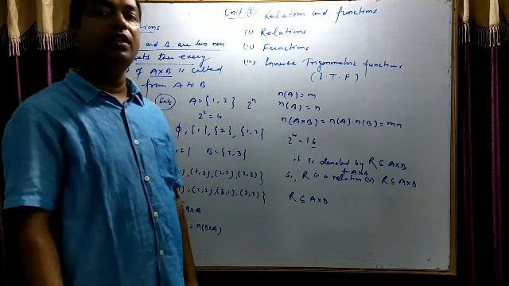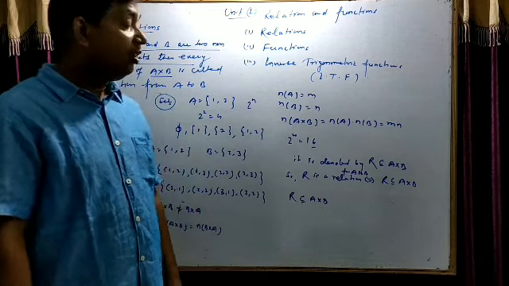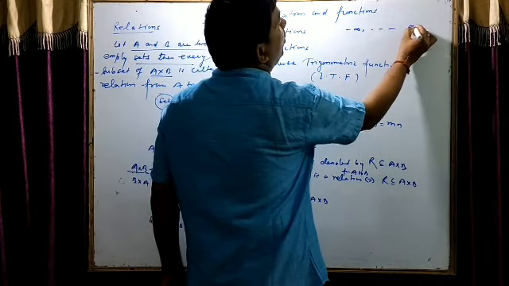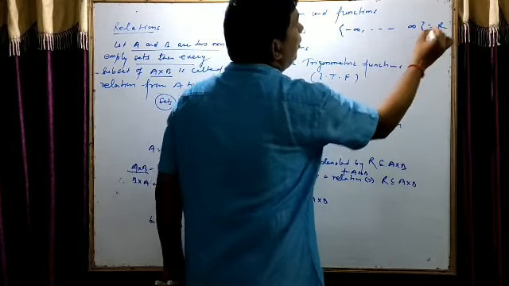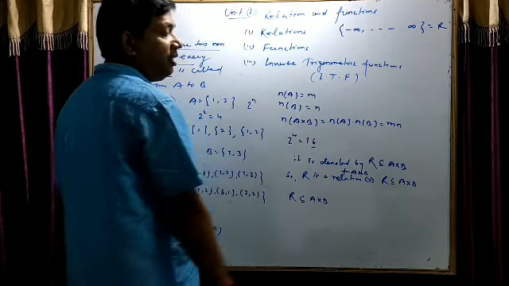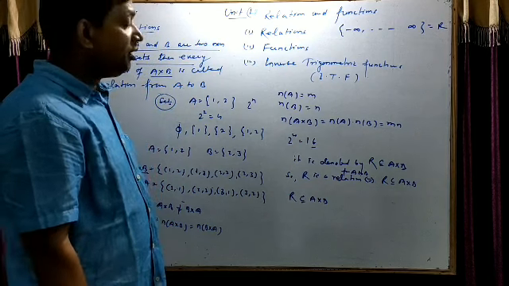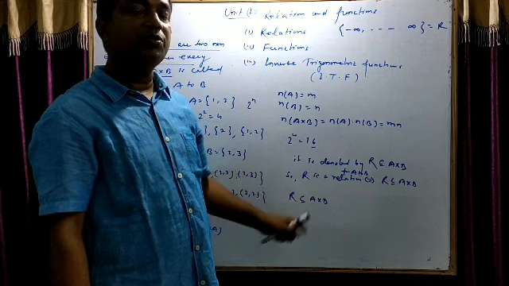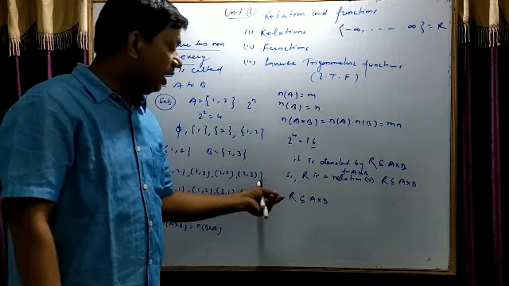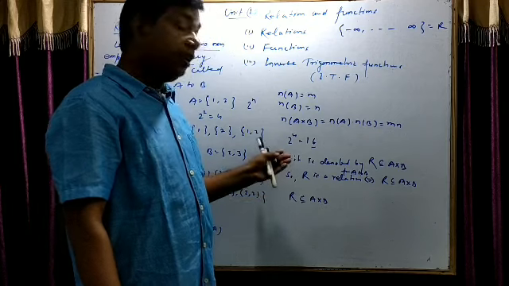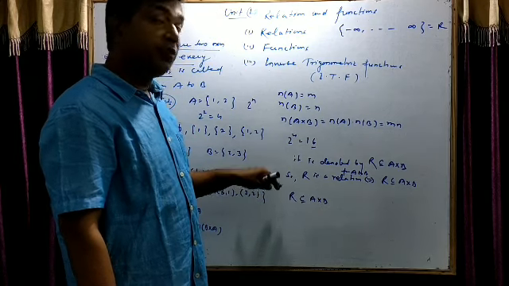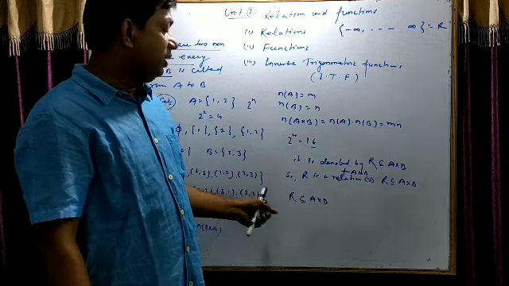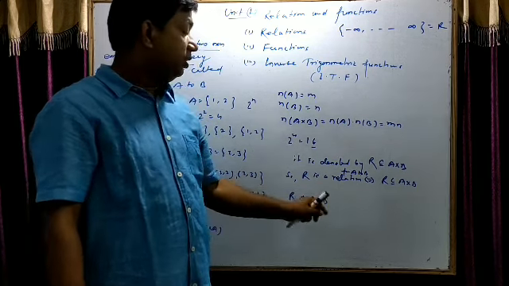Why? Because if R is a real number, you already learned in class 10, real number means it contains minus infinity to plus infinity. This collection is R, and if I take this collection, then it is never a subset of A cross B. Subset means whatever elements are present in this set, all those elements must be present in A cross B, then only we can say this set is a subset of this.